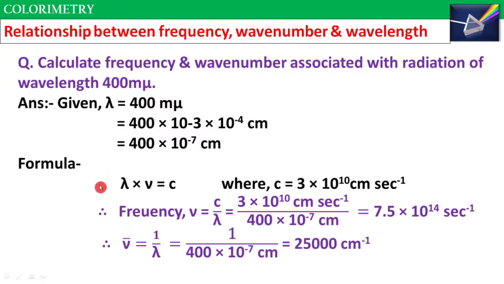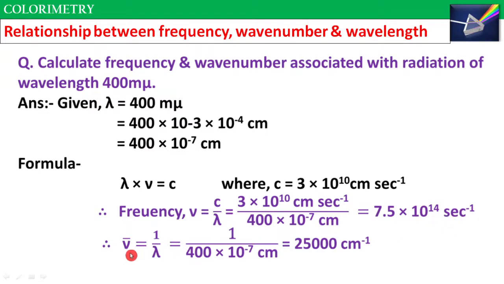Now we know the relationship between frequency, wavelength and velocity of light. The relation is lambda into mu is equal to c, where velocity of light is equal to 3 into 10 raised to 10 centimeter per second. Now what will be the frequency value? Frequency mu is equal to c upon lambda. Just put the value of c, put the value of lambda, simplify this equation, then we get the value of frequency as 7.5 into 10 raised to 14 per second.